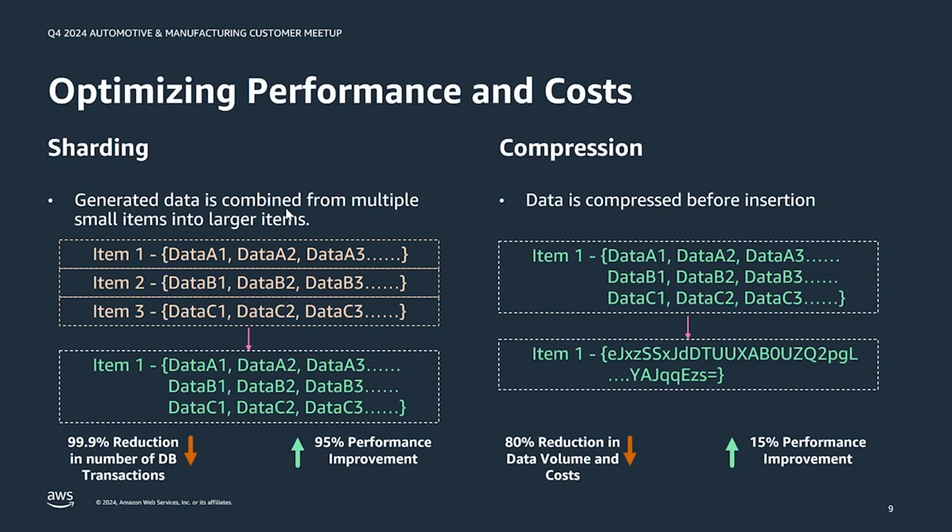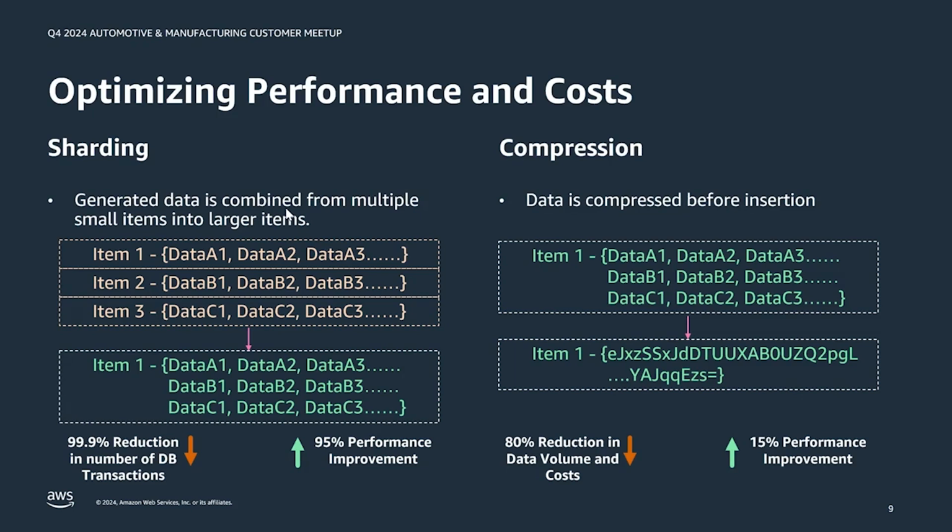This is what we called sharding. So we divided our entire data into multiple shards, each of size 1,000. And then in one call, we could write 1,000 items to DynamoDB and read them. This consolidation reduced 1 million items to just 1,000 items, resulting in a 99.9% reduction in the number of DB transactions. It also resulted in a 95% performance improvement.